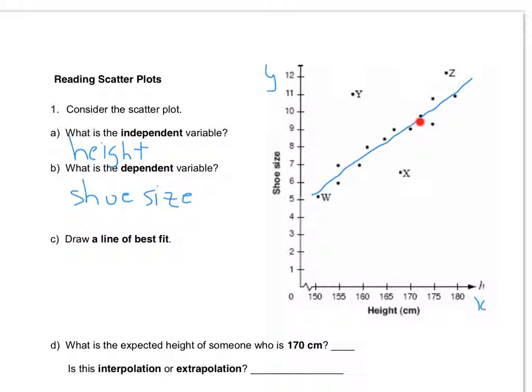This point I would say is on the line. So it's good to have points on the line, but not necessary. You really want to have this line represent all of the points.